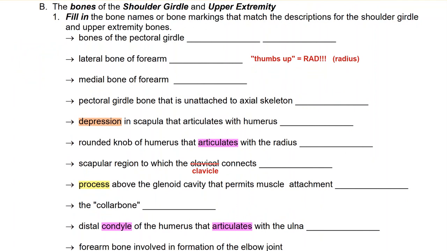All right, so this is honestly just kind of going through. You have one bone of your upper arm, your brachial region, and then you have two bones of your forearm. One of those, the lateral bone, is on the thumb side.